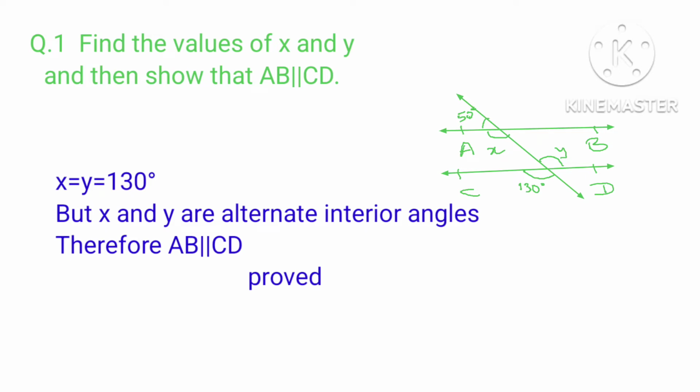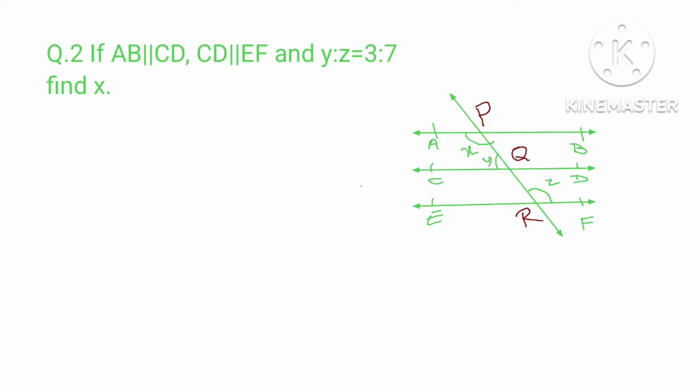x is equal to y is equal to 130 degree. But x and y are alternate interior angles. Therefore AB parallel CD proved. Question number 2. If AB parallel CD and CD parallel EF and y:z is equal to 3:7, find x.